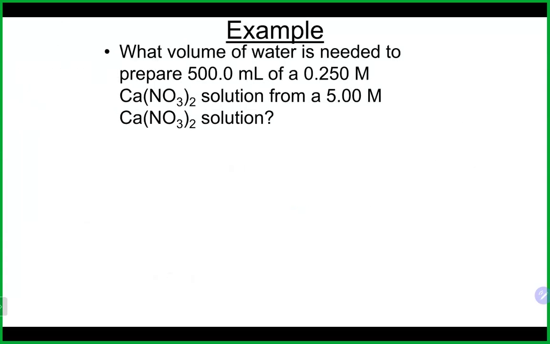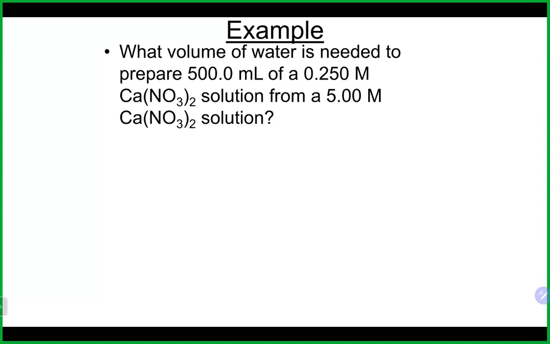All right. I tried one, you try one. Here we go. What volume of water is needed to prepare 500 milliliters of a 0.25 molar calcium nitrate solution from a 5 molar calcium nitrate solution? So take a few minutes there, see what you come up with. Okay, let's take a look.